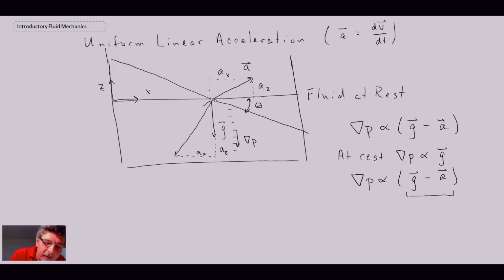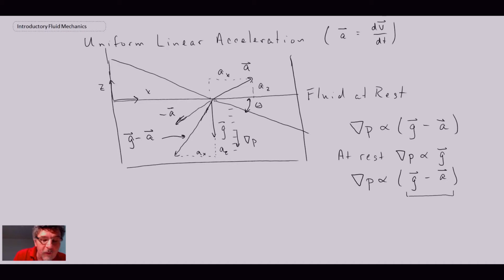Another way you could visualize this is that we're just adding the negative of the acceleration vector to the gravity vector. And when you add those up, you get the vector that we're showing here. But the thing to note, this is g minus a. And what we see is that it is perpendicular to the new surface, the new surface that is angled.